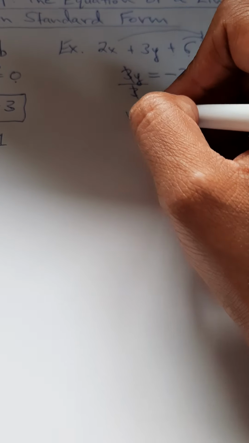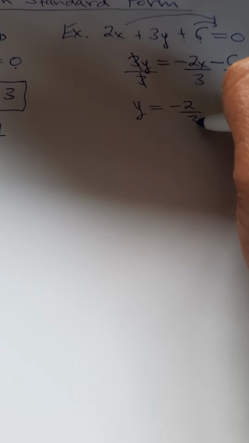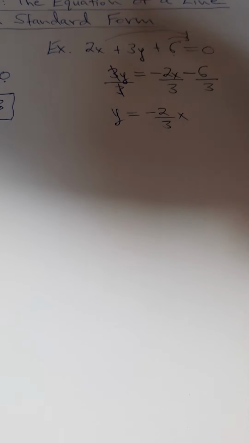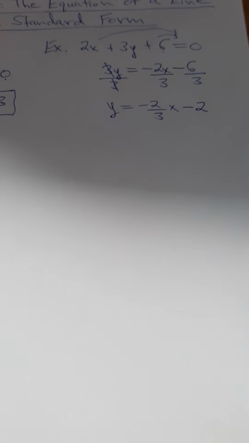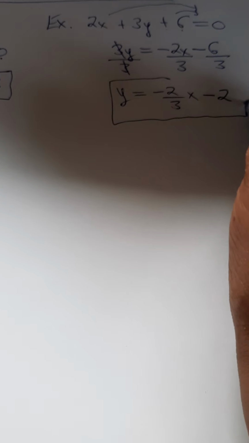In this case, if it is a decimal, just leave it as a fraction. So it's negative 2 over 3x. Minus, and I could do 6 divided by 3, which is negative 2. Does everyone see that? If you are able to divide it and it gives you a whole number, you're just going to divide it. So this is my final answer.